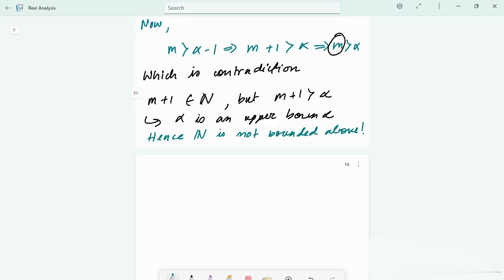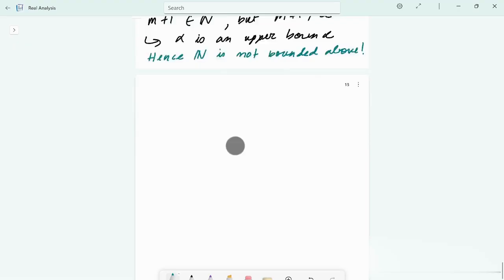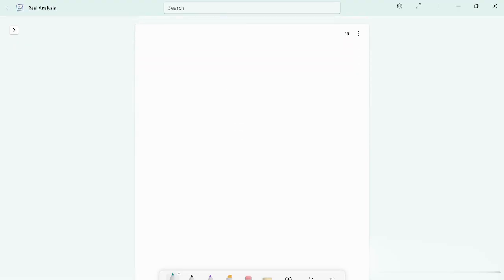All right. Is the proof clear? Then coming to our next theorem. Do you remember what is the next theorem? The next theorem is, between any two real numbers, there exists a rational number.